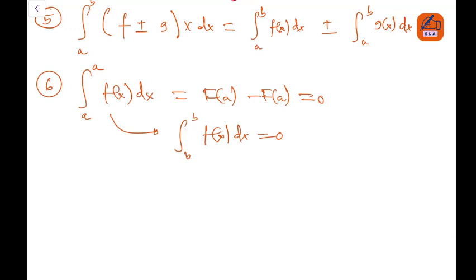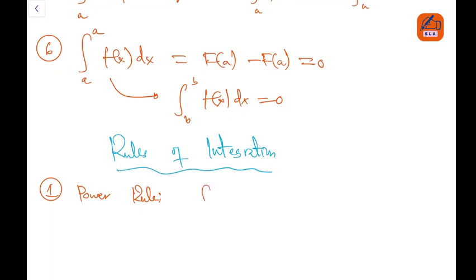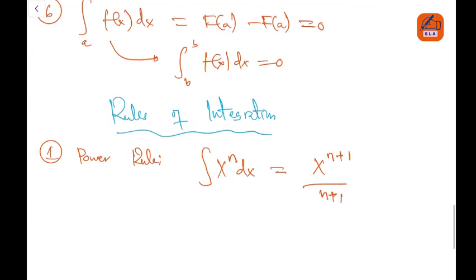Now let's look at some rules of integration. Integration is nothing more than playing with rules and laws. So here, rule number 1, we call it the power rule. What's the power rule? The power rule says, for example, you're given the integral of x to the power n dx. This is x to the power n plus 1 over n plus 1. So you add 1 to the exponent and you divide by that new exponent, n plus 1.